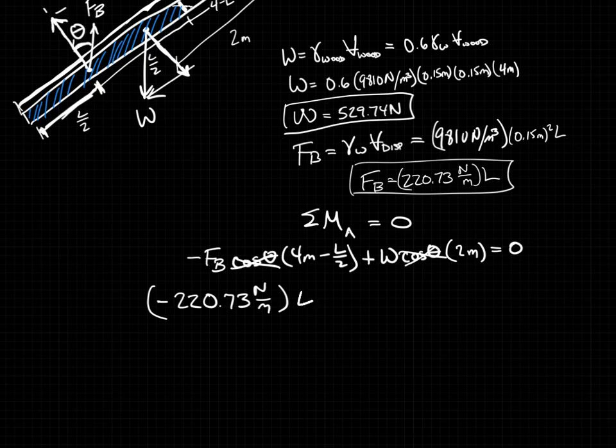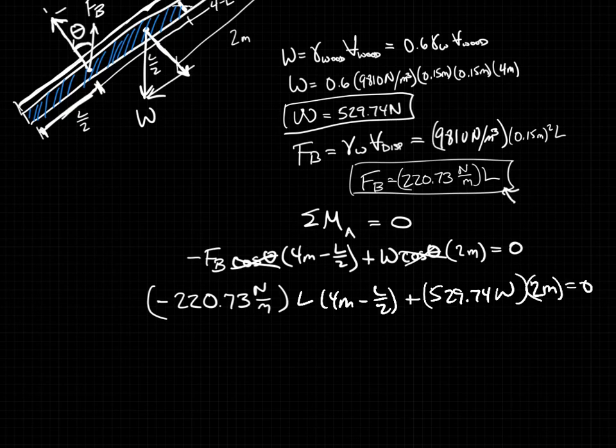Okay, times L. Let's see, because that's from right there. Times 4 meters minus L on 2, plus the weight, which is 529.74 newtons, times the 2 meters, equals 0.